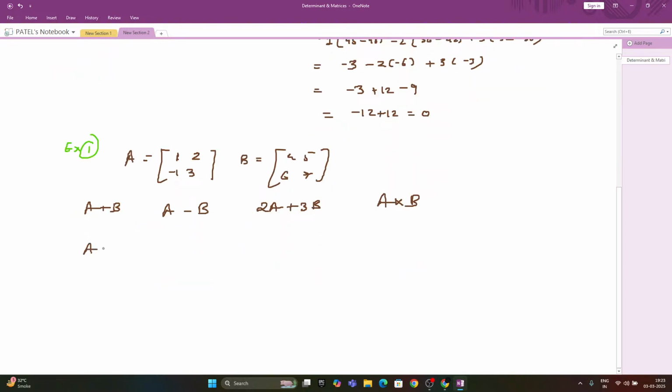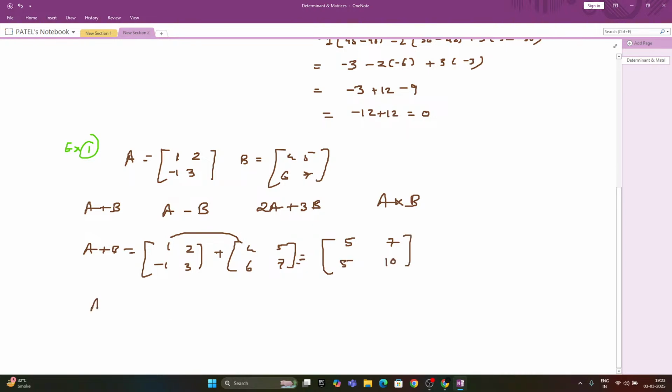So A plus B करते हैं. So for A plus B, what we have to do? First with first, and second with second. Addition, 4, 5, 6, 7. For the addition, 1 plus 4, 5, 2 plus 5, 7, 6 minus 1, it is 5, and 3 plus 7, it is 10.